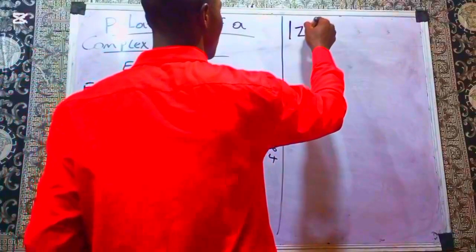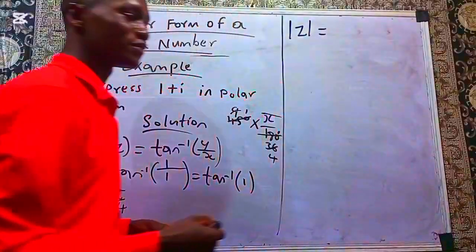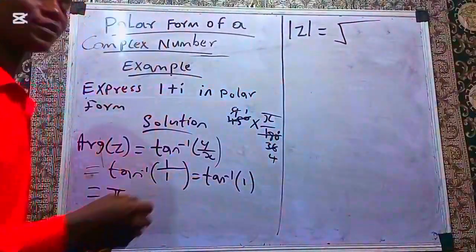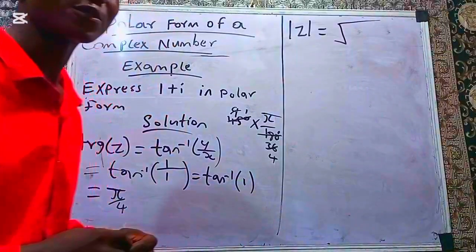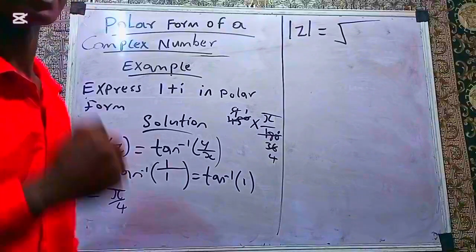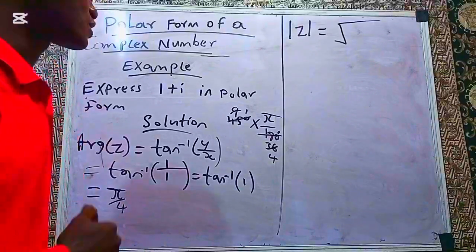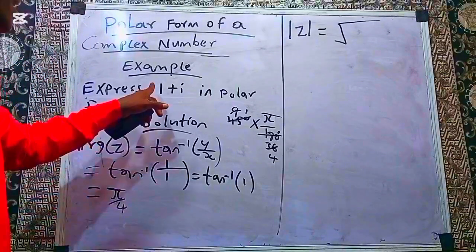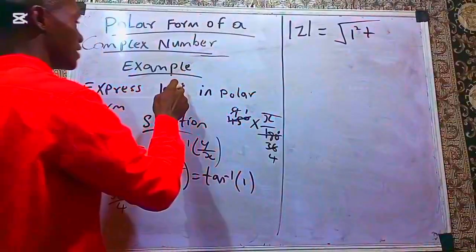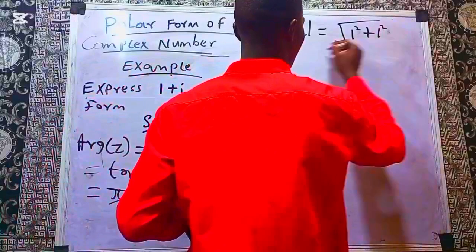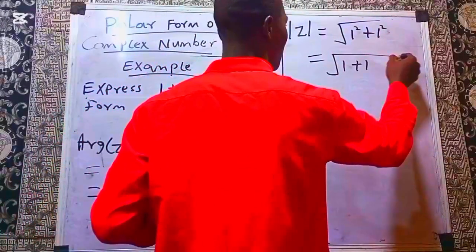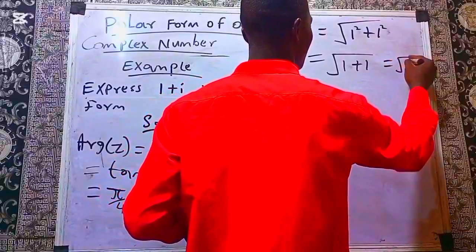Next, get the modulus of z. I told you in our previous video that the modulus of z is given by the square root of the real part squared plus the imaginary part squared. What's the real part here? 1. So 1 squared, plus, what's the imaginary part here? 1. 1 squared. 1 squared is 1, plus 1 squared is 1. 1 plus 1 is 2. So I have square root of 2.